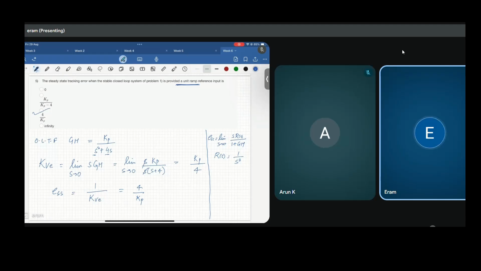So if we put it here, it will be 1 by s, and 1 plus GH will be (s square plus 4s plus kp) divided by s square plus 4s. So s will cancel out, we will be left with, and s tends to 0 will give us 4 divided by kp. We will get the same answer. So we can solve it either way, using the basic concept or using the formula.